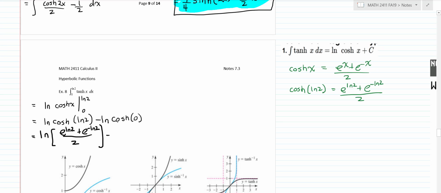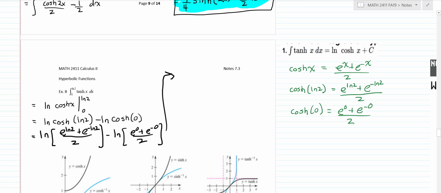The next thing we want to work on is the cosh of 0. Again, just plug into the definition. So that's e to the 0 plus e to the negative 0 over 2. I'm going to go over here and plug in, so I have the natural logarithm of e to the 0 plus e to the negative 0 over 2. There are some things you could certainly do in your head on this. A little bit of background knowledge here.